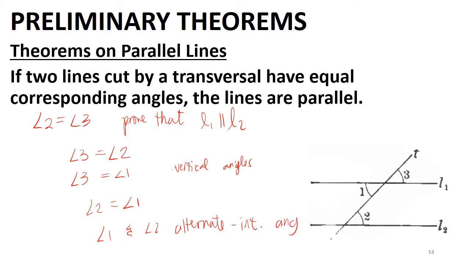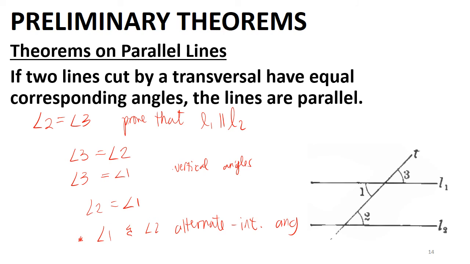At equal sila. At ano yung theorem natin before this? Pag sinabi natin na equal yung alternate interior angles ng dalawang lines cut by transversal, then parallel sila. So yung proof nito, na-prove na natin kanina. So therefore, parang ginamit lang natin yung proof kanina. Therefore, given na if two lines cut by transversal have equal corresponding angles, the lines are parallel ay na-prove na.